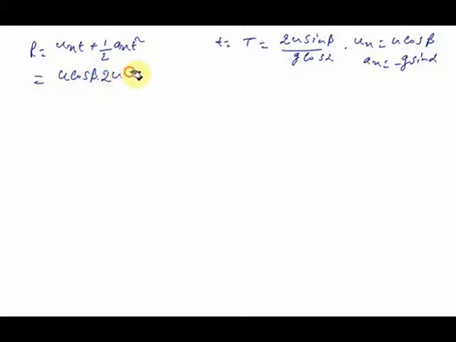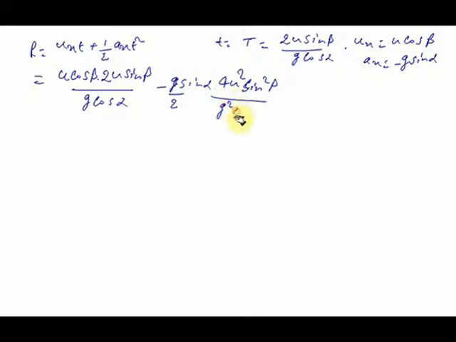u cos beta into 2u sin beta by g cos alpha minus half g sin alpha into t square, that is 4u square sin square beta by g square cos square alpha. So we can cancel out 1 g here.